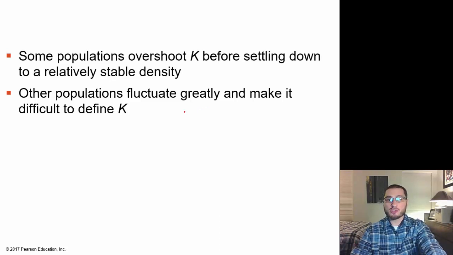So some populations overshoot K before settling down to a relatively stable density, which is what I talked about with the exponential growth model.